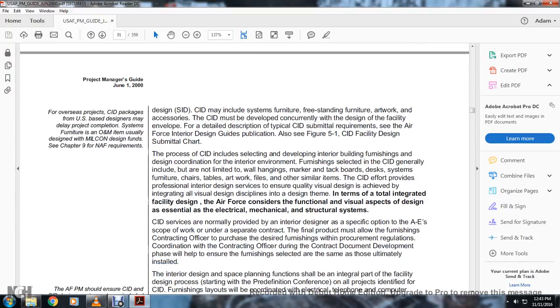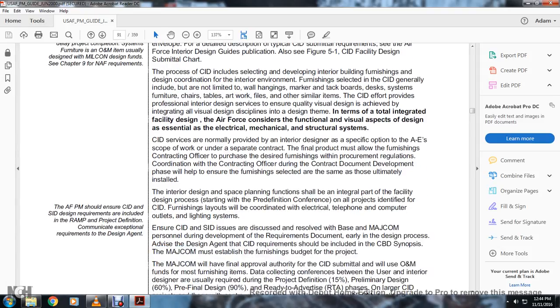The process of the comprehensive interior design includes selecting and developing interior building furnishings, with the design coordinated with the interior environment. The furnishings selected with the comprehensive interior design generally include, but are not limited to, wall hangings, markers, tack boards, desks and systems furniture, chairs, tables, files, and other system items. The comprehensive interior design efforts provide the professional interior design to ensure the quality of visual design is achieved with the integration of the visual design discipline in terms of the total integrated facility design. The Air Force considers functional and visual aspects of the design essential to electrical, mechanical, and structural systems.